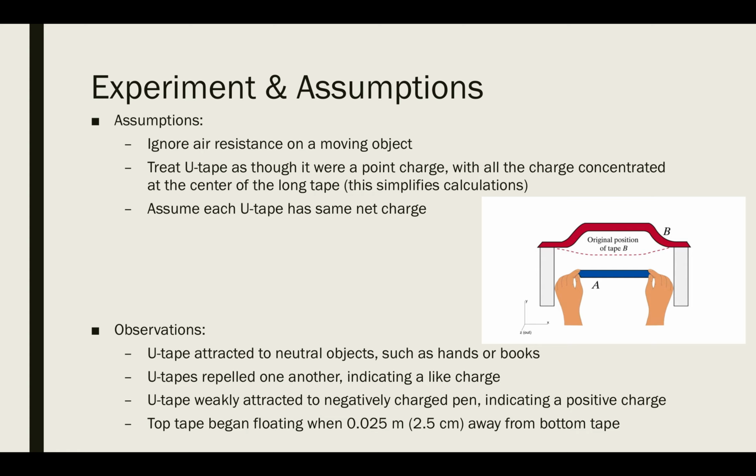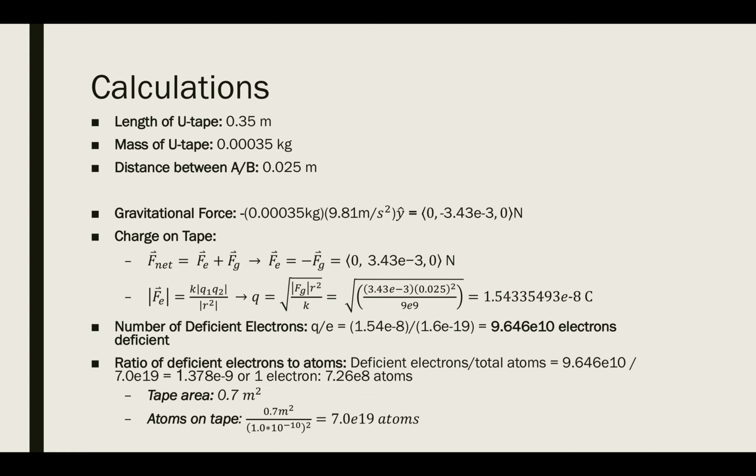When we attempted to float one U-tape above another, we found that the top tape, tape B, began to float when tape A was 2.5 centimeters or 0.025 meters away. Here are my calculations. I first measured the length and mass of my U-tape. I calculated the force of gravity on my U-tape by multiplying its mass by negative 9.81. Then I set this force equal to the electric force to isolate and solve for Q, the charge.